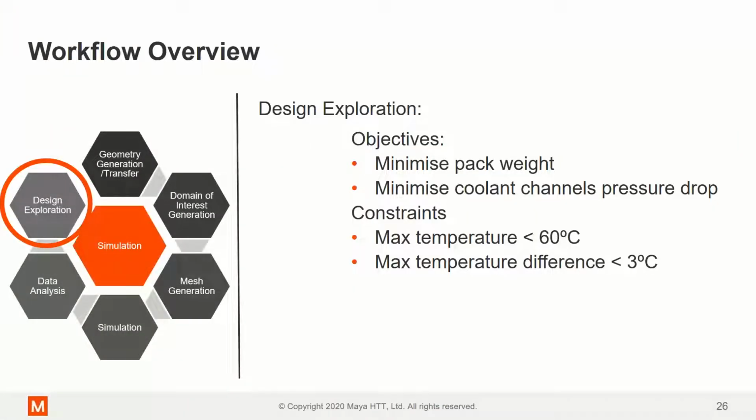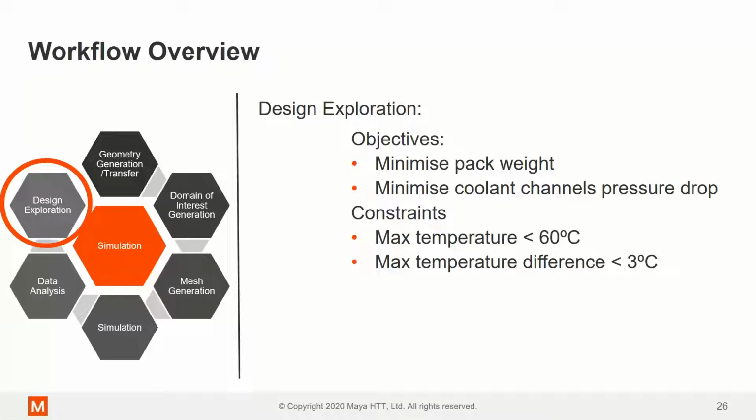Let's take a common objective that all battery designers look for, that is minimizing the pack weight. Another objective would be to minimize the coolant channel's pressure drop to reduce energy consumption by the cooling system. In terms of constraints, we're going to ensure that the maximum temperature is less than 60 degrees, and you definitely need a low temperature gradient to avoid structural stresses, and hence we're looking for a max temperature difference of less than 3 degrees across the entire design.